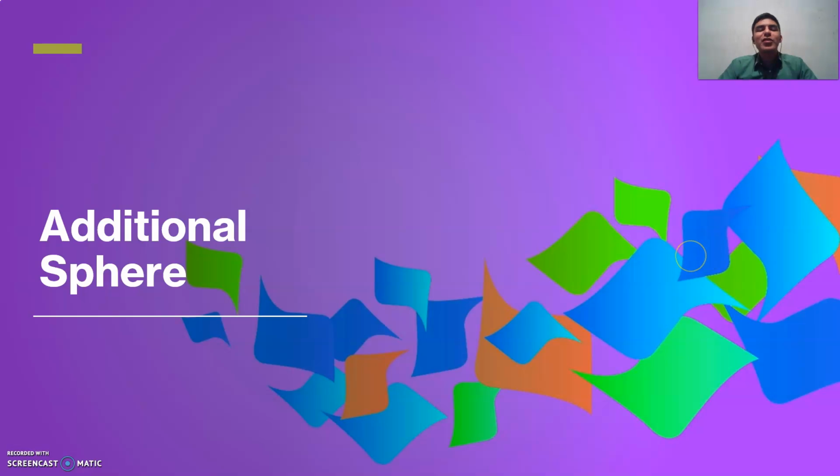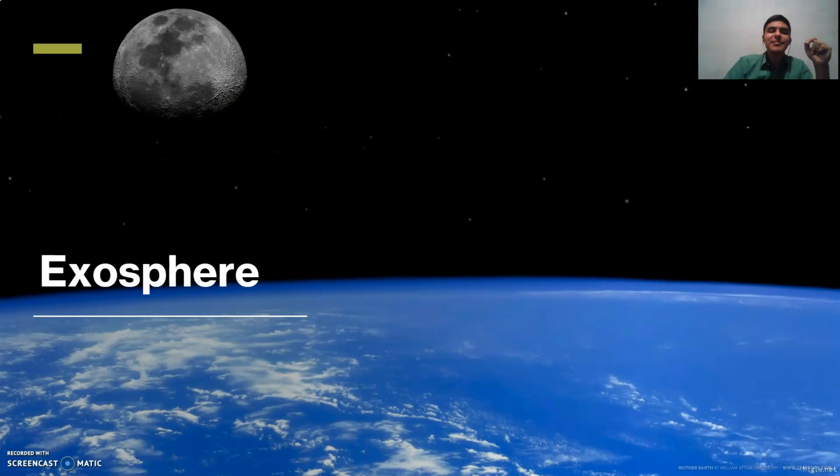Okay. And we're going to include one additional sphere. This one is not part of the Earth systems. It's something that we need to take into consideration because of the subject that we are studying, which is Earth and space science, which is the exosphere. So basically, the exosphere is everything that is outside of our planet. So if it's right outside of the atmosphere, it is already part of the exosphere. And trust me that right here we can find incredible things that we're going to study later on.